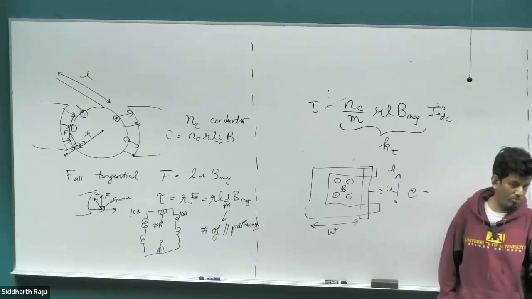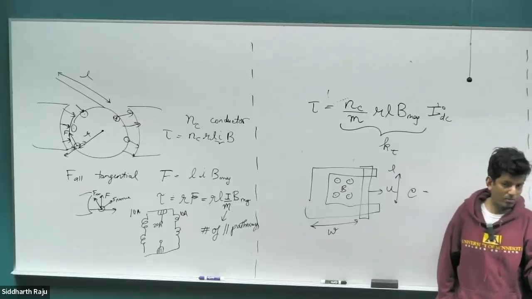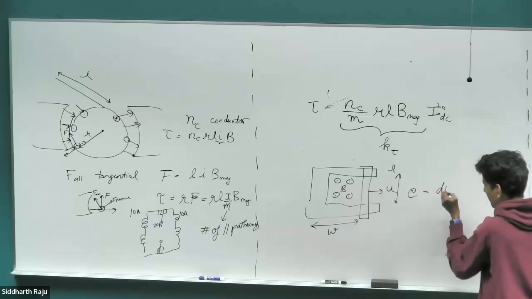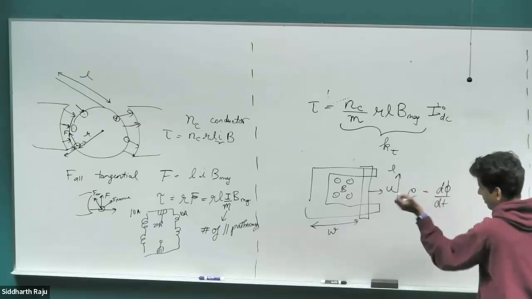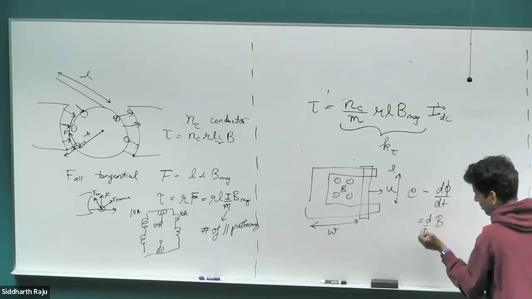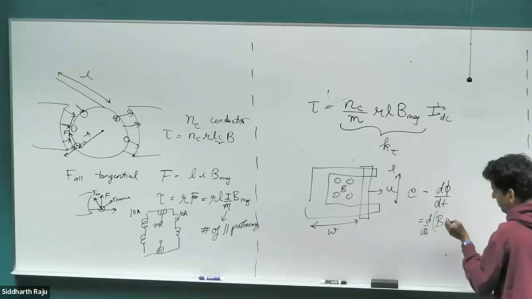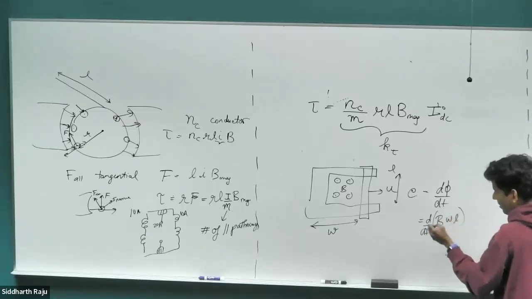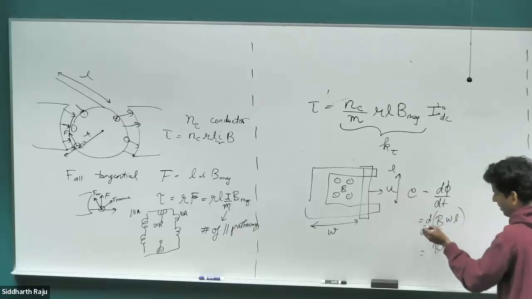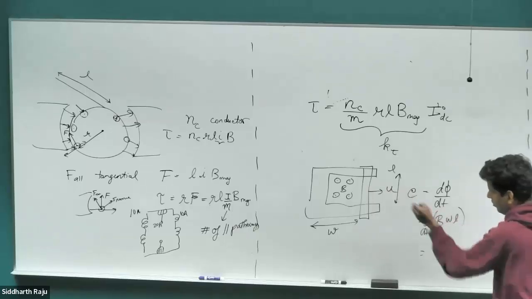Whenever I say EMF, there's just one formula that you need to remember, which is what was it? The change in flux. So d phi by dt, right? And the flux itself is going to be B times the cross-sectional area, which is W times the length, right? B is fixed, the L is fixed, B and L come outside. dW by dt is going to be the velocity U.